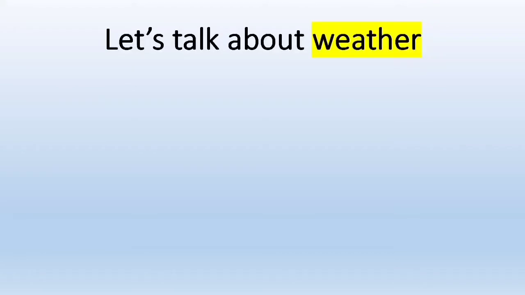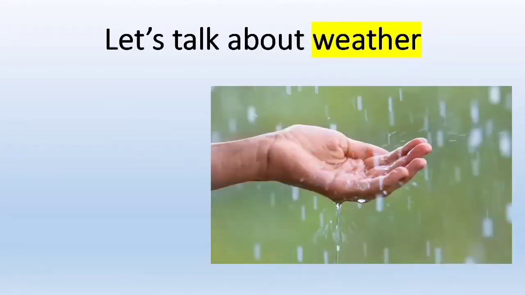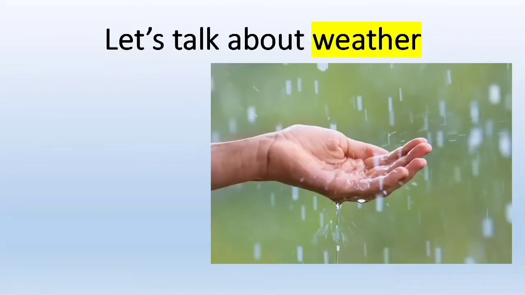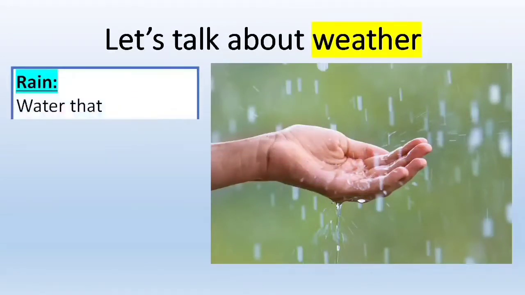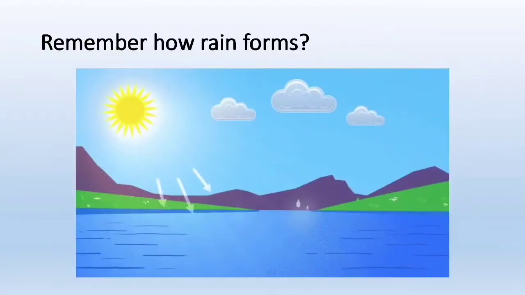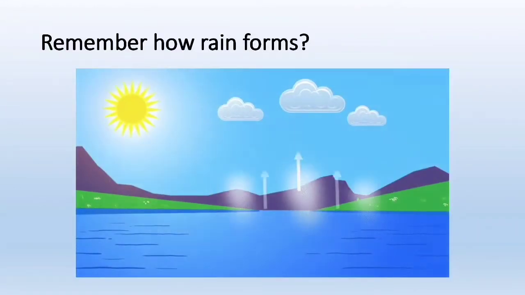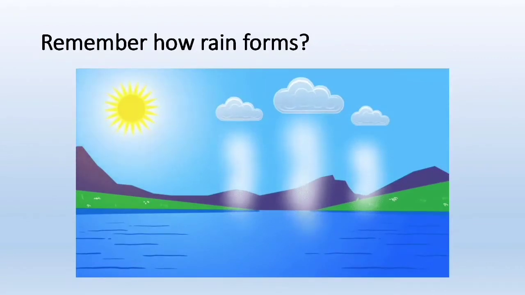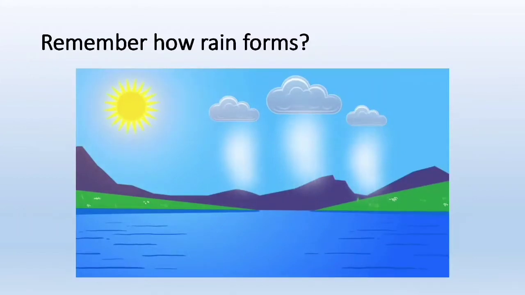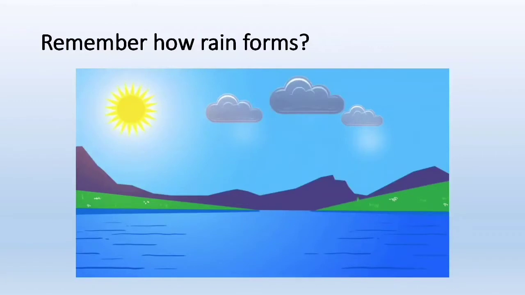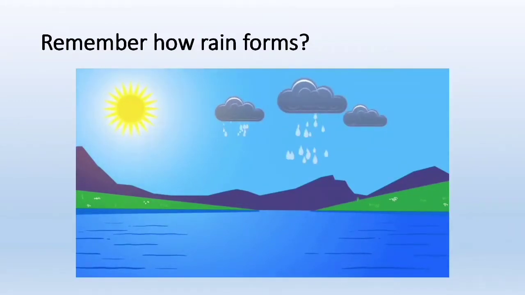Let's continue with the weather. Now, I want to know if it's sunny or rainy today. And rain is water that evaporates due to heat and falls from the sky as drops. The sun heats up the water from rivers and seas, and the liquid water turns into gas, water vapor, which goes up to the sky. And then, because the sky is cold, the water vapor turns back into water drops, and these water drops fall down as rain.